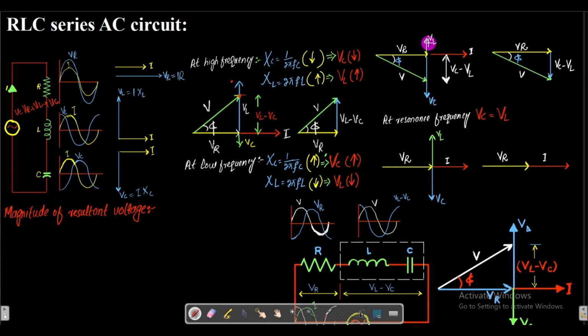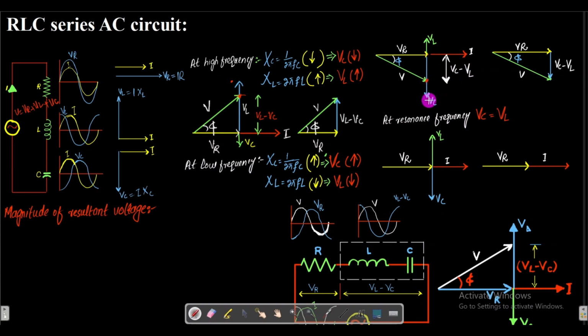So this VL is in the opposite direction to this vector, so we will subtract that. If we subtract that, it will go to this point. From here to here, this is equal to VC minus VL.